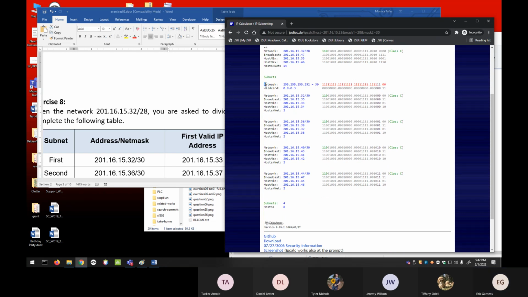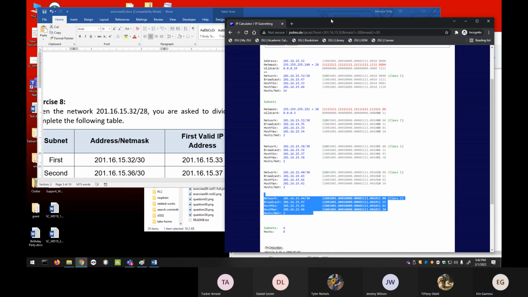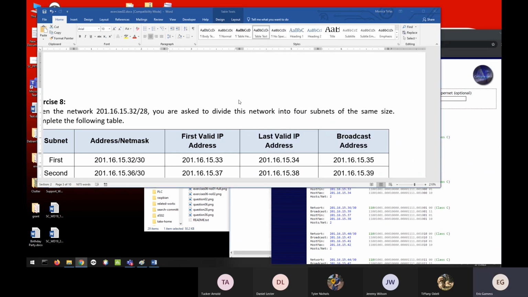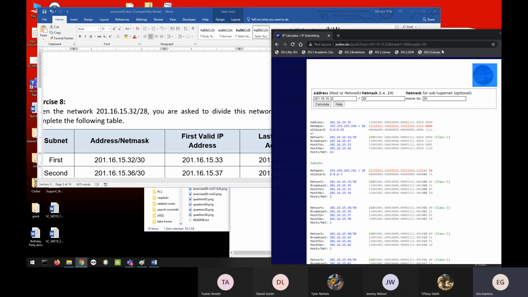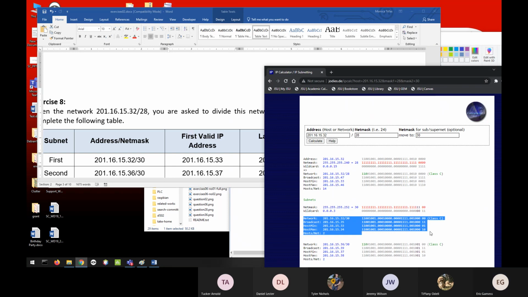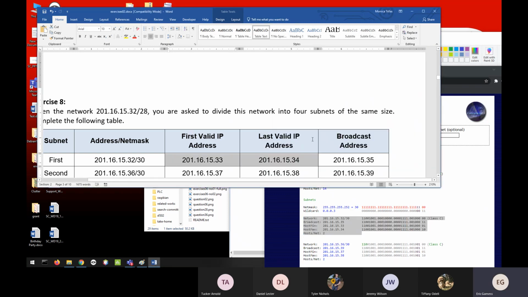So we have information of the first subnet, information of the second subnet, information of the third subnet, and information of the fourth subnet. So look, this is the information of the first subnet. Look, we have exactly the same thing. It says the first subnet is 201.16.15.32/30, as we have here.